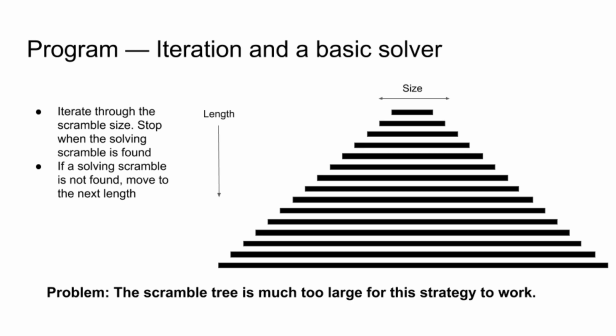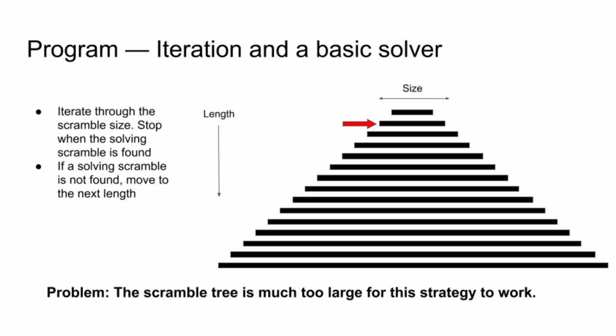Now that we have the tools of iteration and coordinates, we can imagine a simple optimal solver. Here's a basic diagram representing the tree of scrambles. All it does is start at the first scramble of length equals 1 and check if the cube is solved. Most likely it won't be, so it will iterate to the next scramble and check again. If it reaches the end of a length, it starts again on the next length.